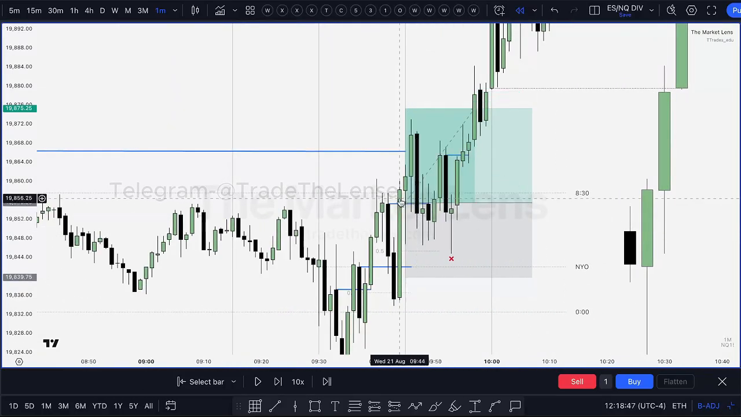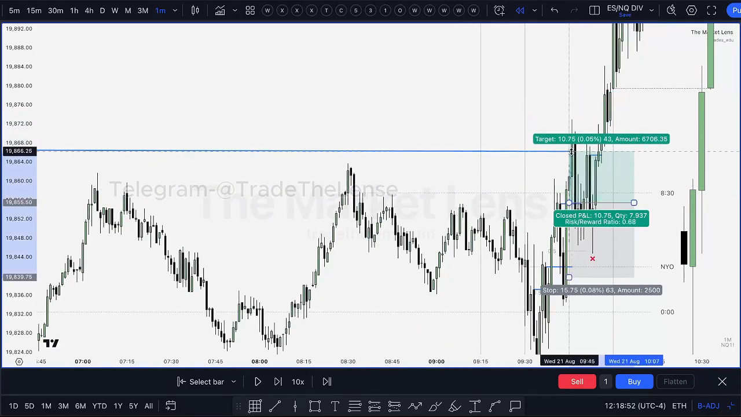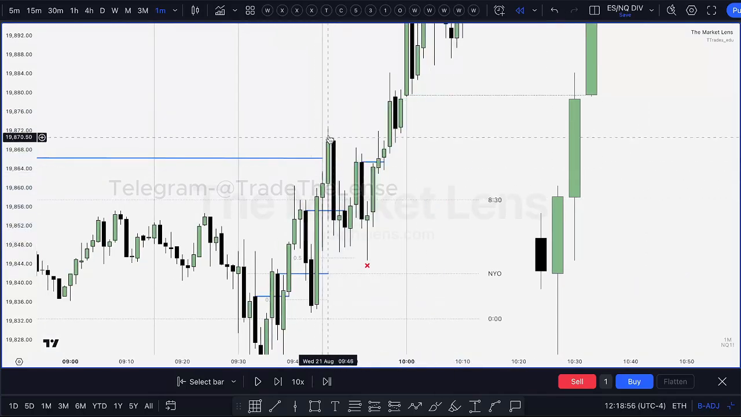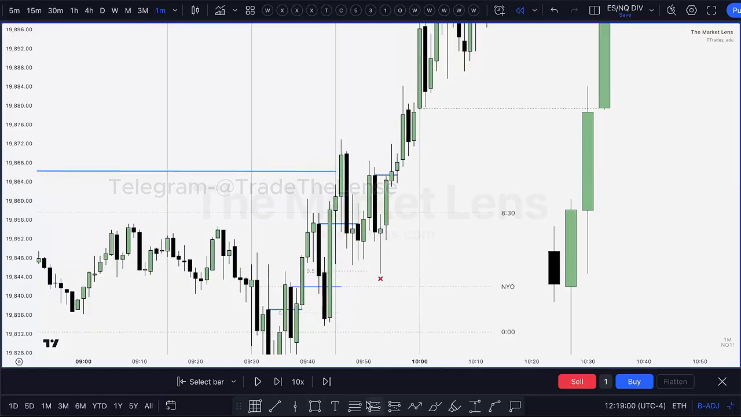The reason I don't really like that is just because if we're going to take out a high, I want to have 2R to there, right? So waiting for that, we already took out that high. If we're still bullish, then this one makes a little more sense.